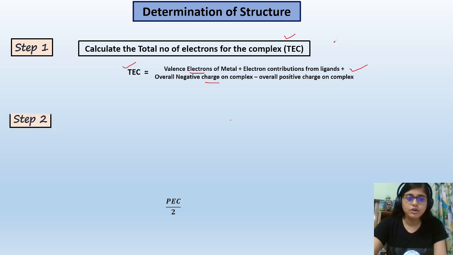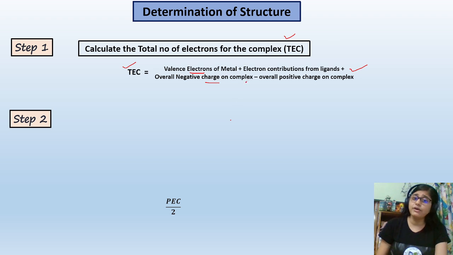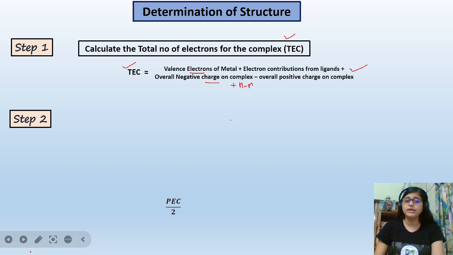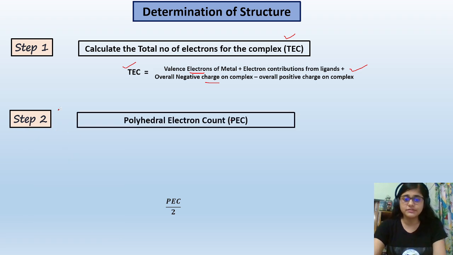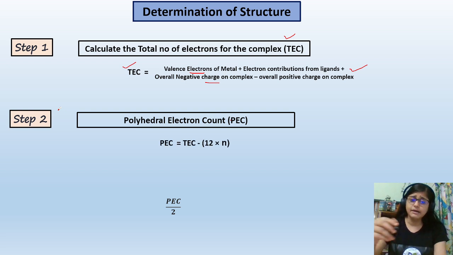Simple. So here one thing was there, the MM bond. We had to calculate the MM bond also, but here we are not considering the MM bond. Okay, metal-metal bond will not be considered. Fine. Now step 2 is polyhedral electron count.